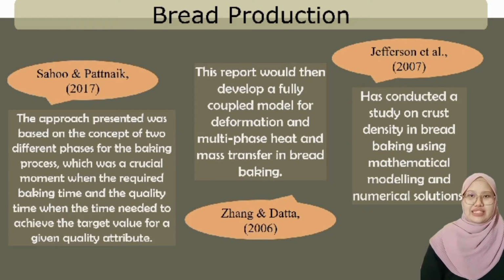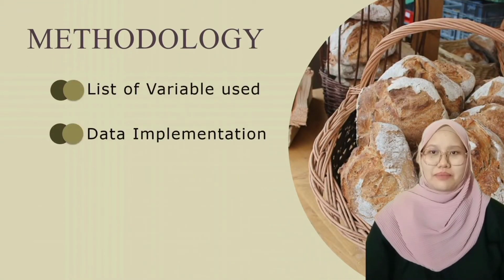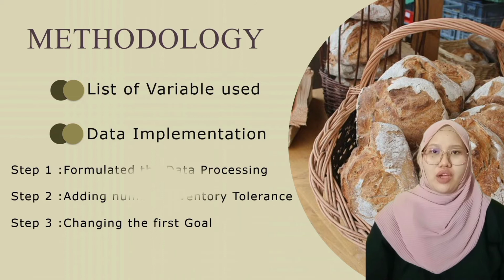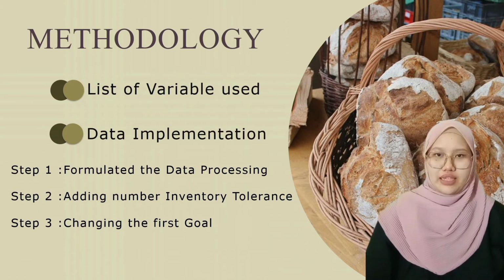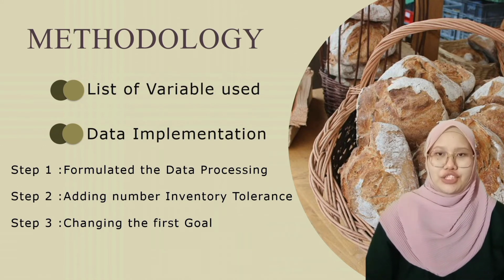Mostly, the previous studies have achieved their goals and objectives successfully. Next, methodology. I will define all the variables used and the data implementation that consists of three steps. Firstly, formulate the data processing, then add the number of inventory tolerance, and lastly, change the first goal.